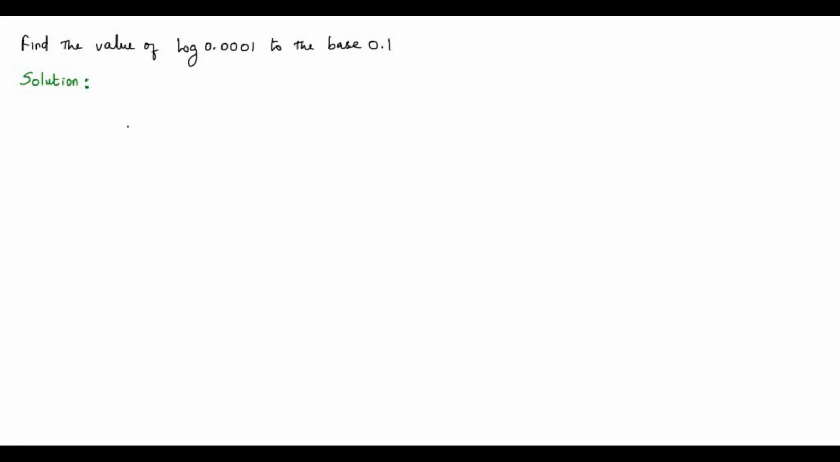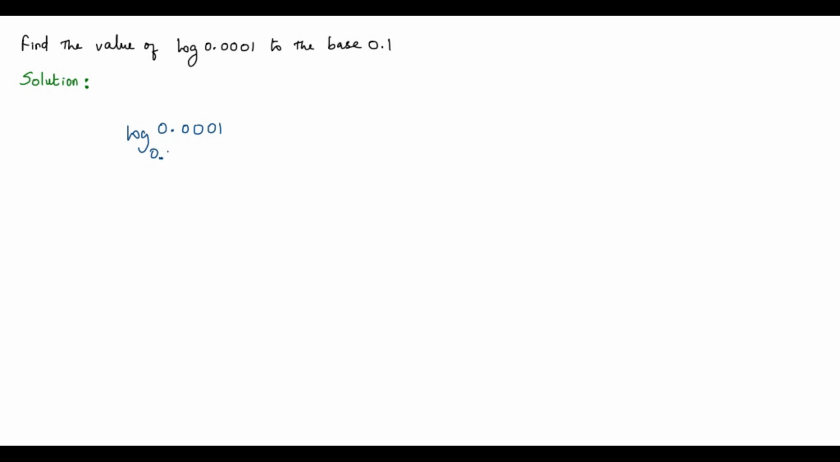Here we have a problem on logarithm. Let's read the question. Find the value of log 0.0001 to the base 0.1. So how to find the value of this log 0.0001 to the base 0.1?